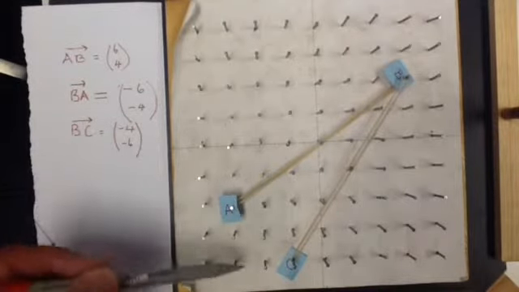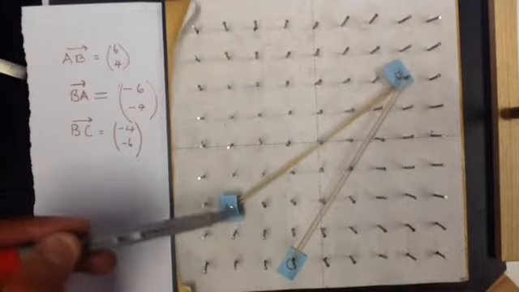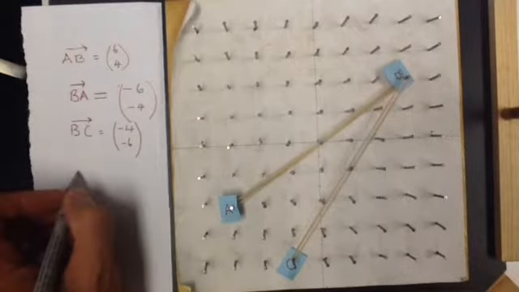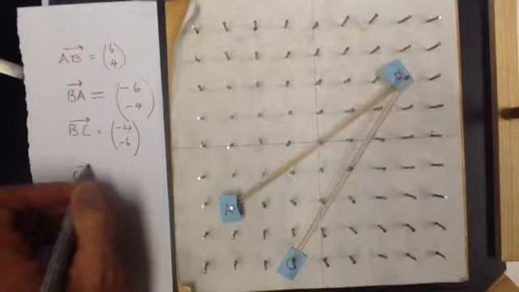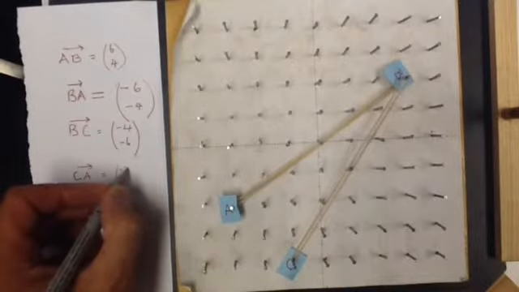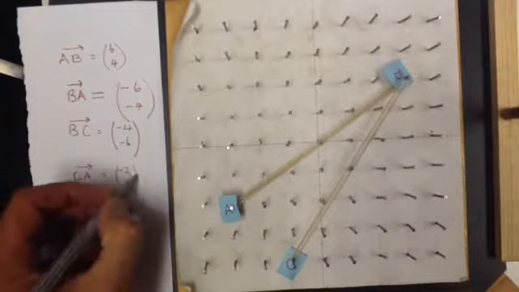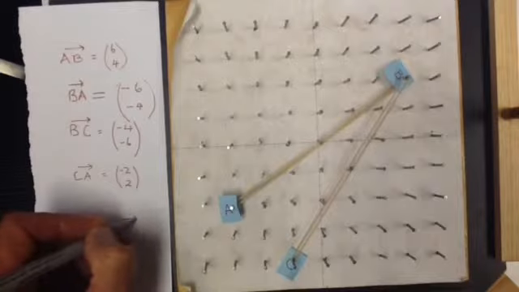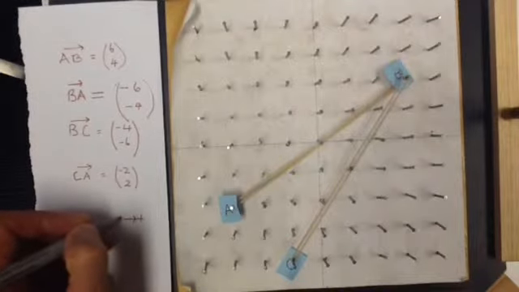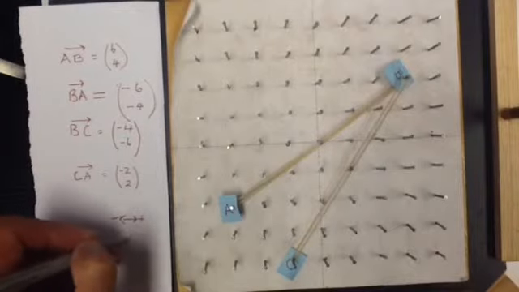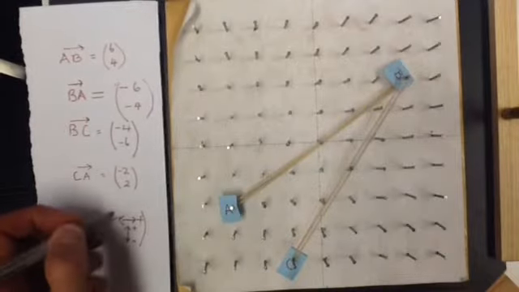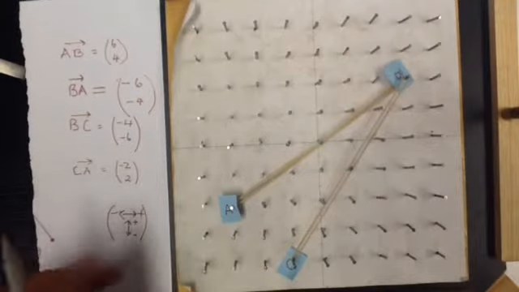What about if we go from C to A, this vector? That's going to be -2, 2. CA is -2 because it's 2 to the left, and 2 because it's 2 up. So remember, the first number is across, the number below it is up or down, and then we have our brackets round. So that's how we denote our vectors.